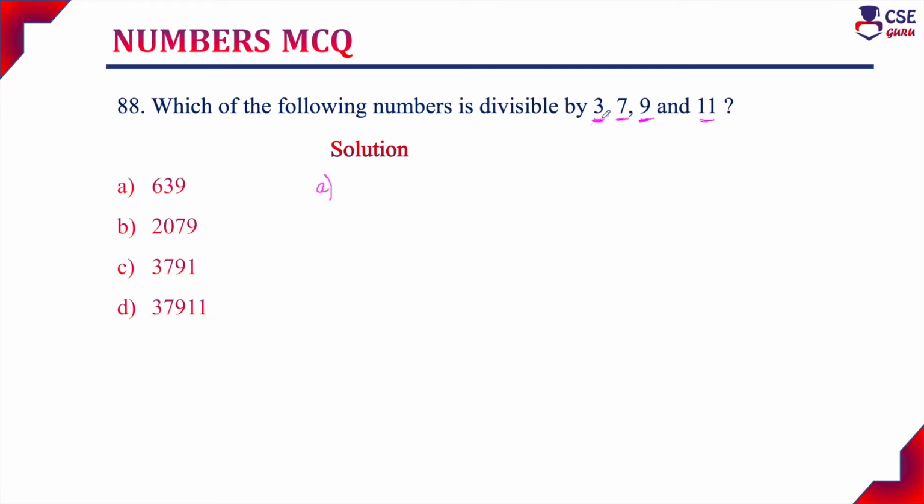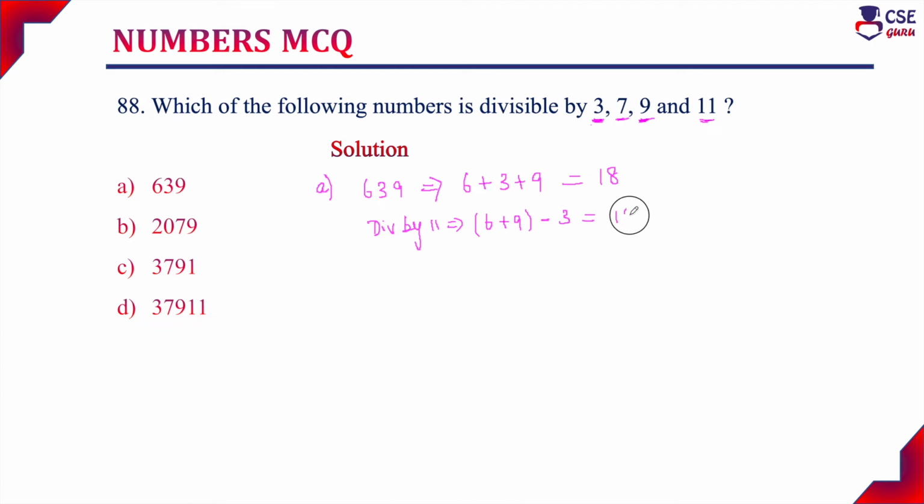First we will check the divisibility for 3 and 9. So 6, 3, 9. The divisibility rule for 3 and 9 is that the sum of the digits should be divisible by 3. So it is 18. Yes, it is divisible by 3. Next we have to check the divisibility by 11. The sum of the odd digits is 6 plus 9, minus the sum of the even digits, which is 3.